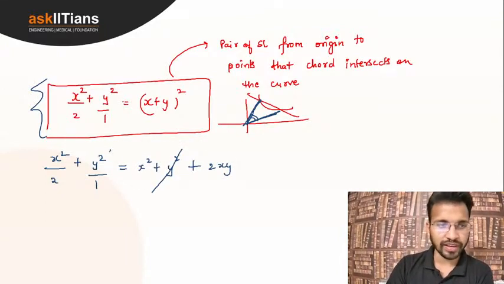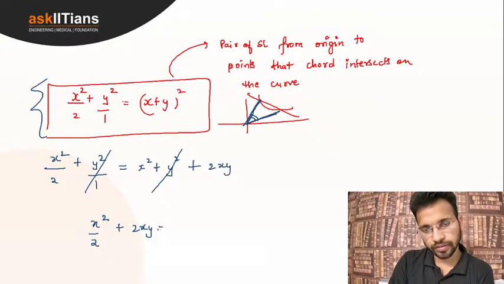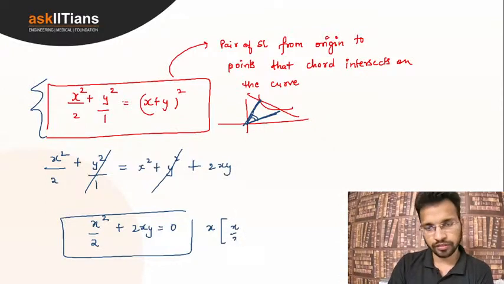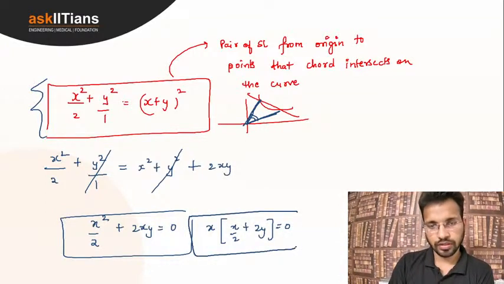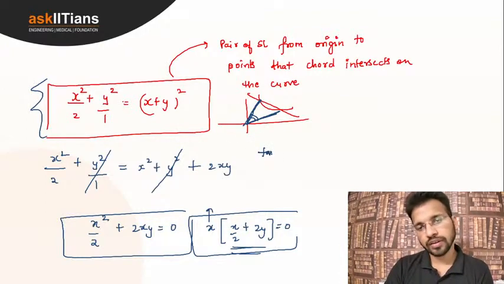So best part is y square gets cancelled, and this is just x square by 2 plus 2xy equals to 0. So you can directly get the equations of line in this case. One of the lines is x equals to 0, right? Another line you can say x is equal to minus 4y. So you can get the angle and apply the tan theta identity between the two.